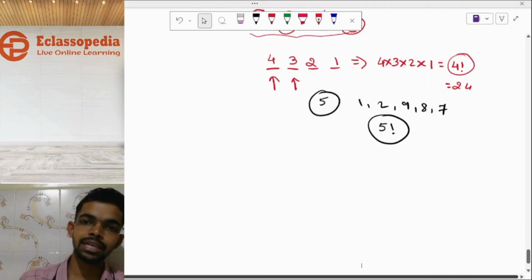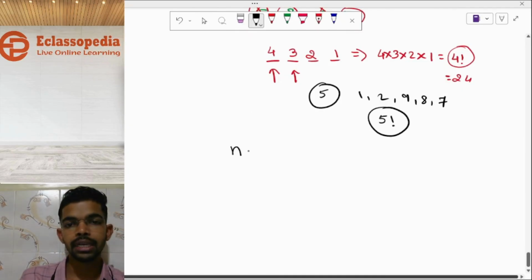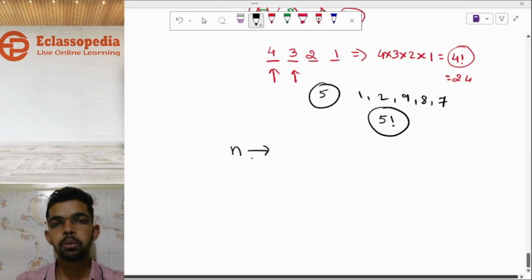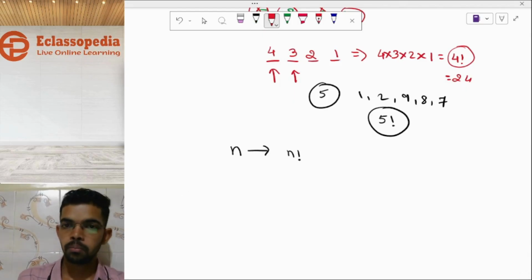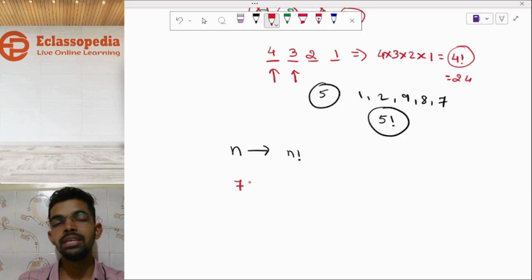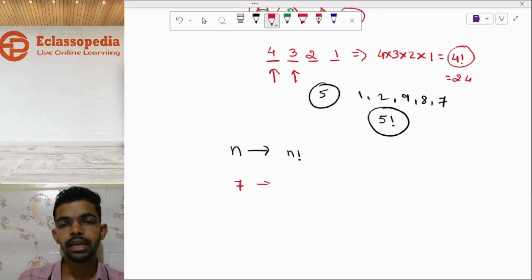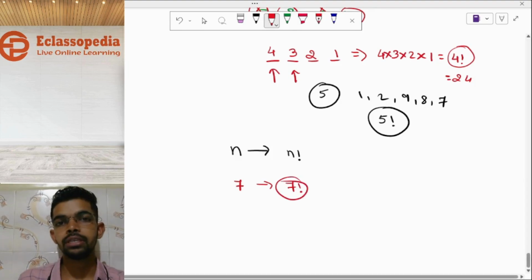So can we say that if we have n objects and we have to arrange all the n objects, then we can do it in how many ways? N factorial ways. Right. Now if we have 7 objects or 7 people, in how many ways can you arrange the 7 people in a row? We can arrange them in 7 factorial ways.